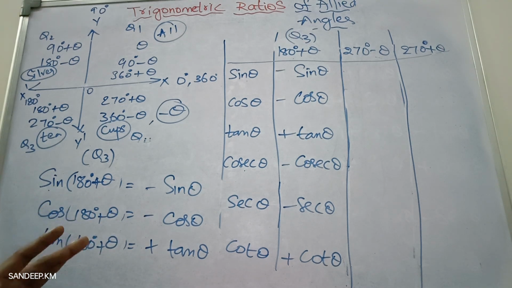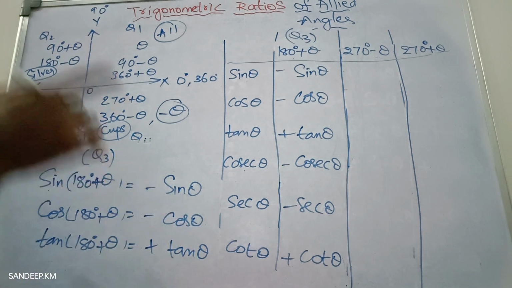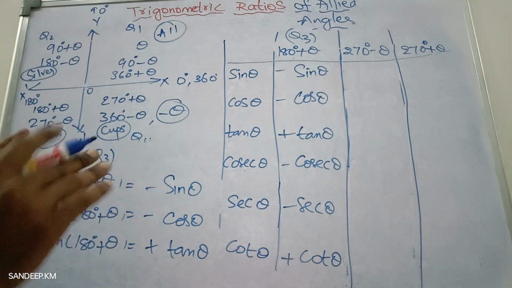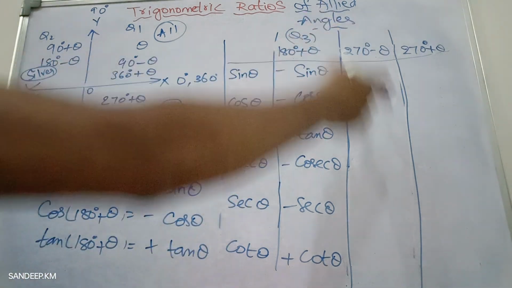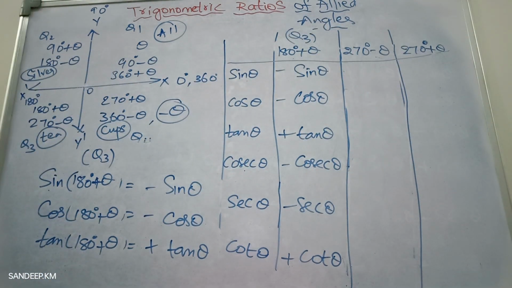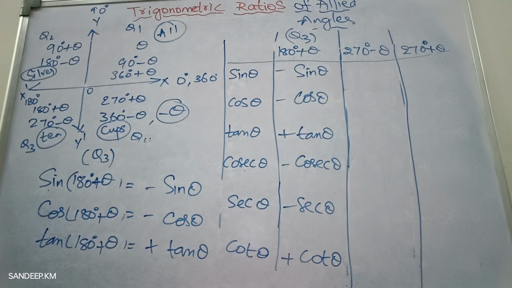Why are these two negative and why is this positive? I hope you got clarity. And why in this case sin remains sin and why in the previous cases sin becomes cos? I hope you got clarity. If that is the case, you can pause the video and complete these two. After you complete, continue with the video and check whether your answers are correct or not.